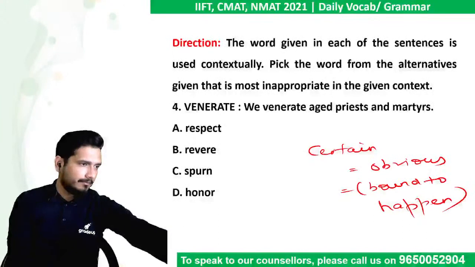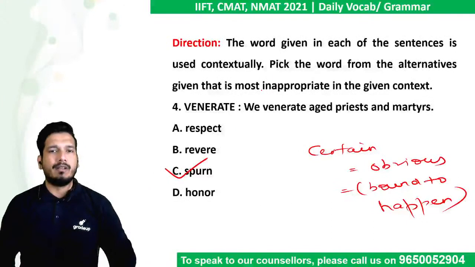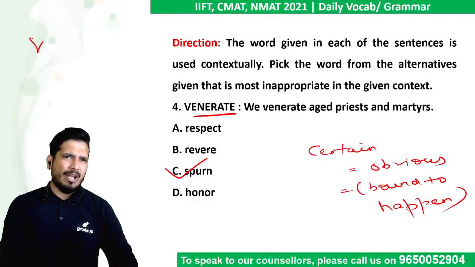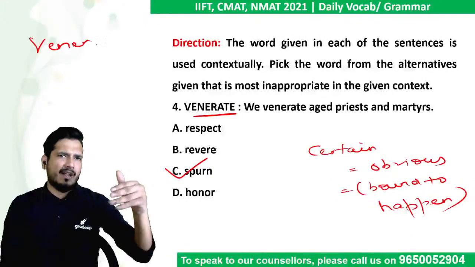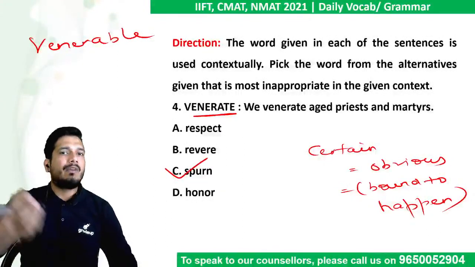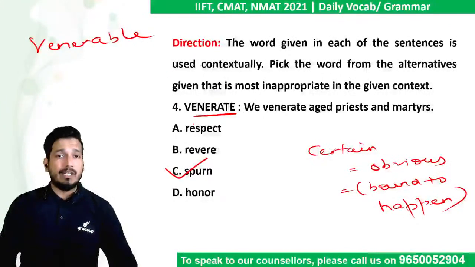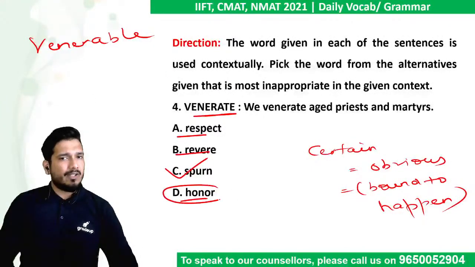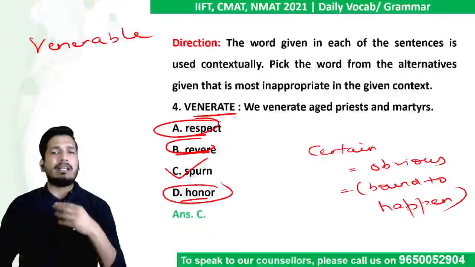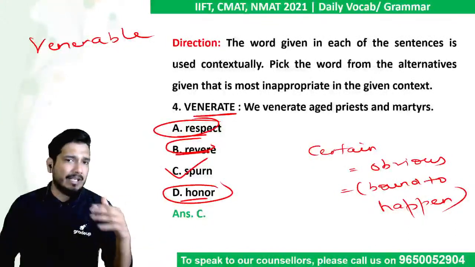All right, let's see. Okay, most of you got it correct. Spurn. To venerate someone means to worship him, right? I did tell you that in Buddhistic hierarchies, the monks are known as venerable so-and-so. Venerable means respectable. So respect, revere, and honor, these three mean to respect. The answer is spurn. Spurn means to disregard someone, to reject someone with a lot of disrespect.